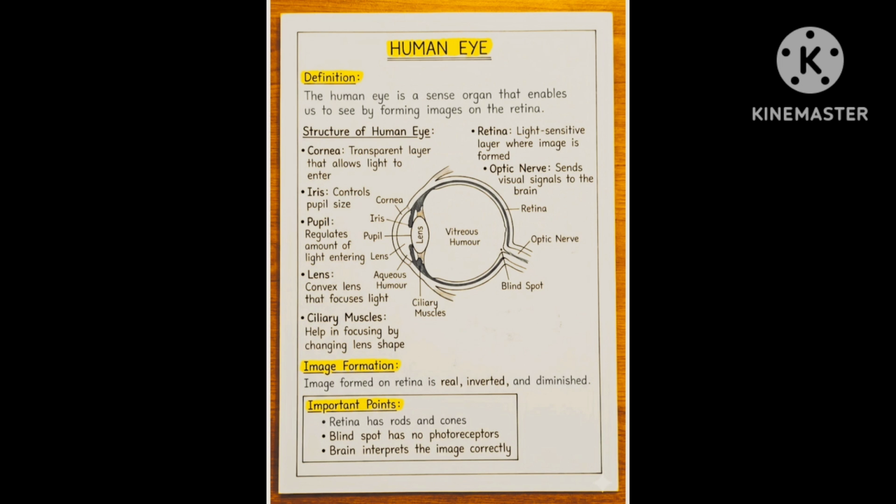The front of the eye is transparent. That layer is called the cornea. Behind the cornea we find a dark muscular region called the iris. In the iris there is a small opening called the pupil. The size of the pupil is controlled by the iris.